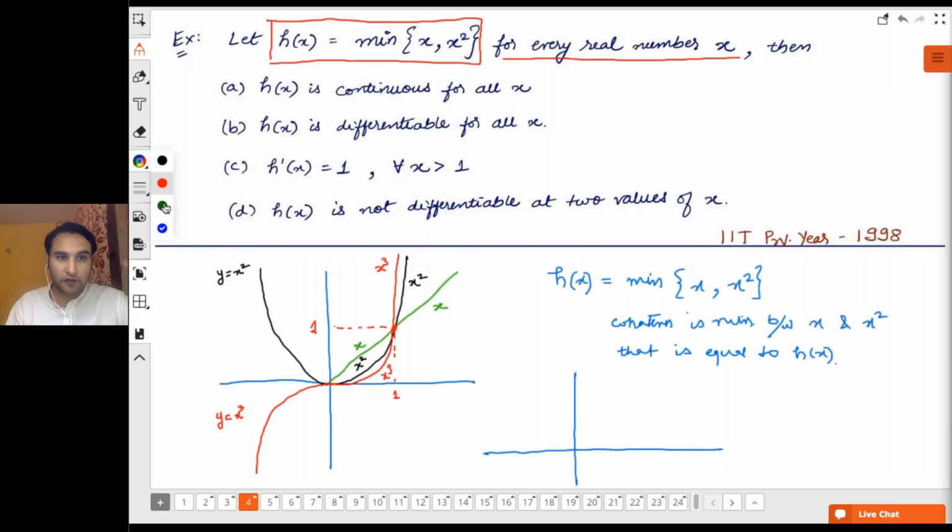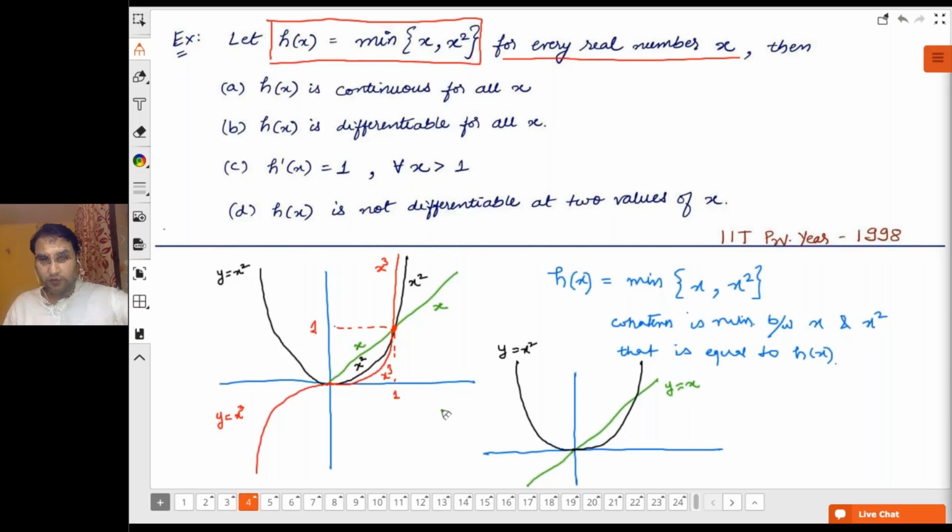So let me plot the graph again. This is y is equal to x, and the black graph was y is equal to x square. Now we'll learn how to solve it graphically. This is y equal to x square, and the green one is y is equal to x.